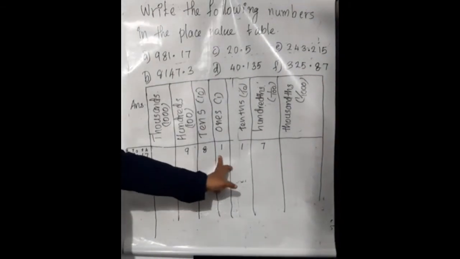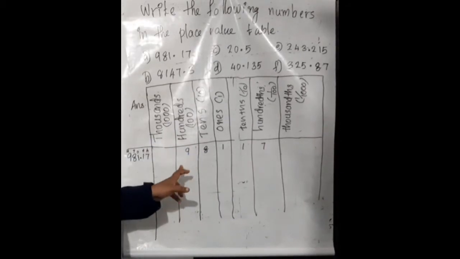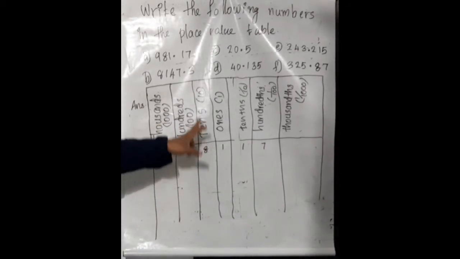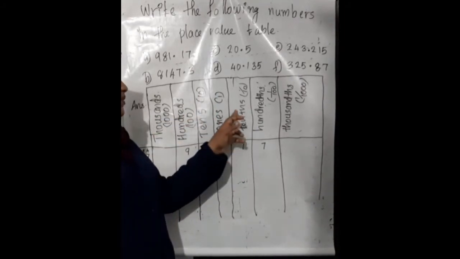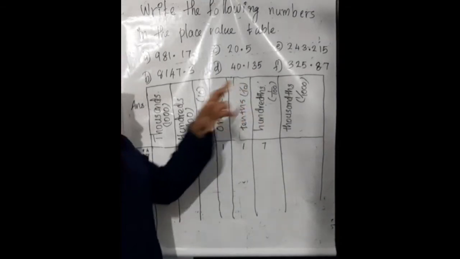So here we have mentioned 981.17. 9 is in the place of hundreds, 8 is in the place of tens, 1 is in the place of ones, the very next one is in the place of tenth, and 7 is in the place of hundredth.